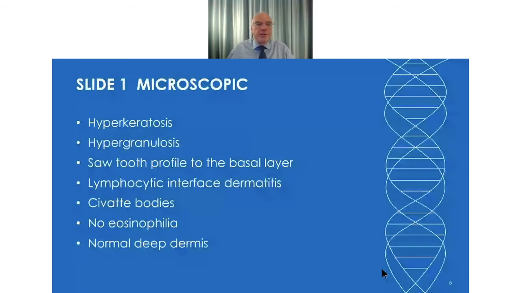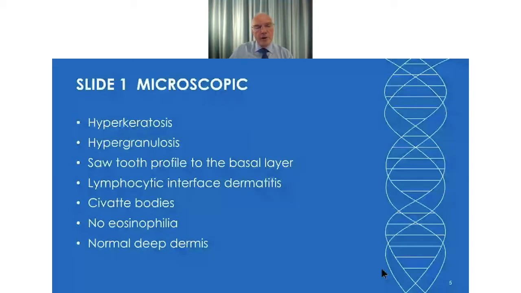So the features present in this biopsy are that there's a thick layer of keratin, hyperkeratosis. There's a thickened granular layer, hypergranulosis. There's a sawtooth profile to the basal layer. There's an interface dermatitis. We didn't see civatte bodies, but I've got a photograph to show you that. One of the features I looked for and didn't find was the presence of eosinophils in the dermis. And the deep dermis is normal.